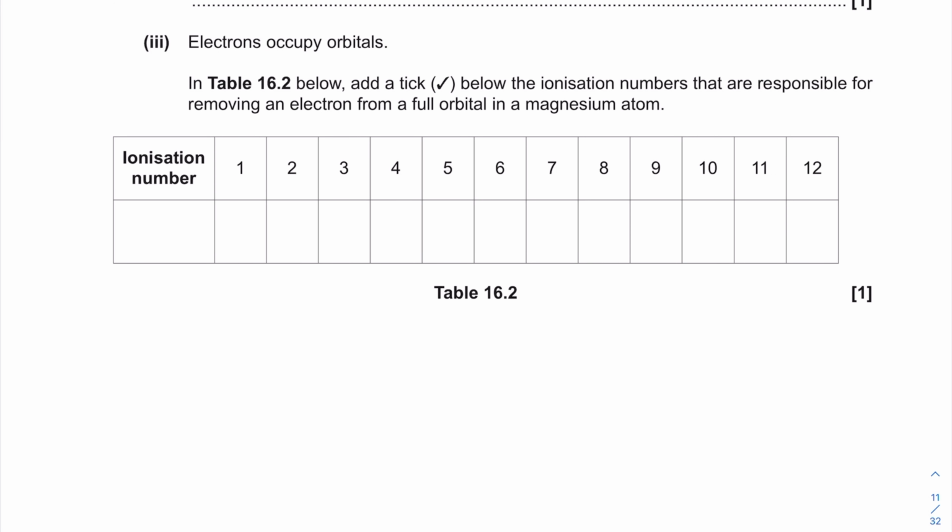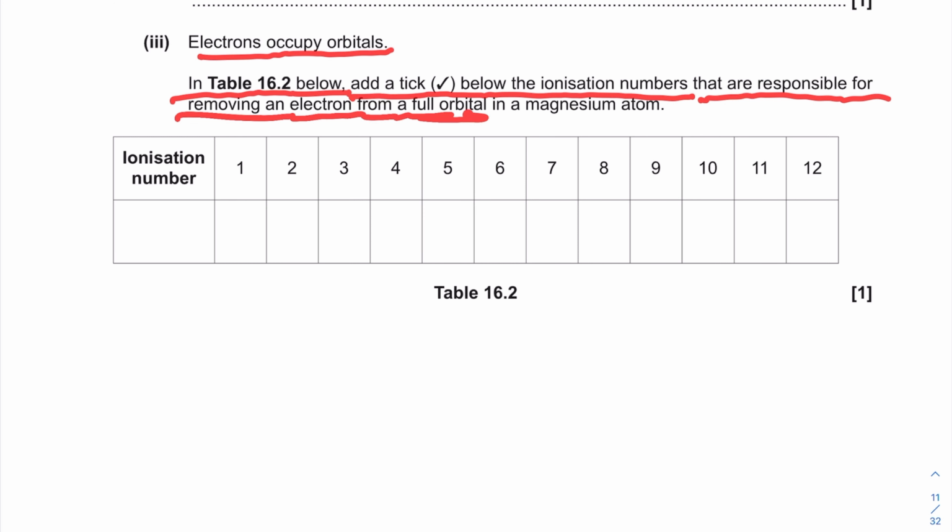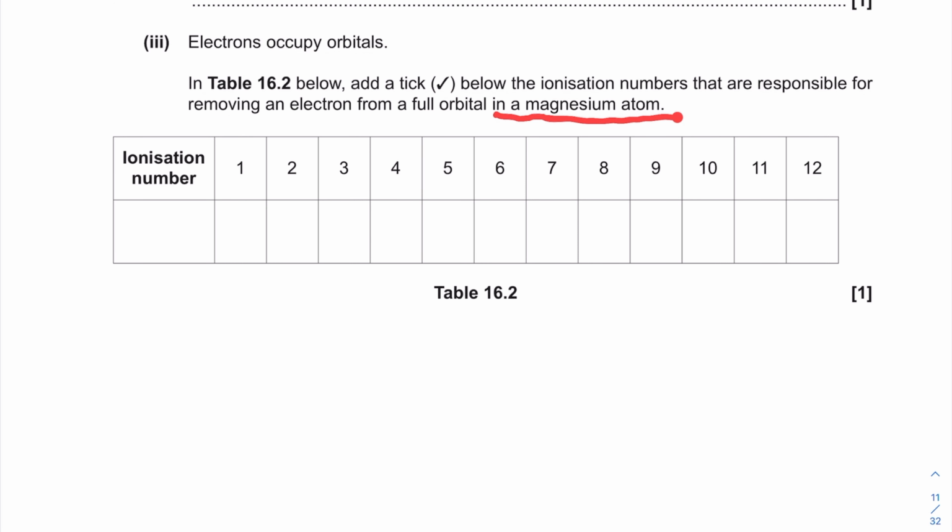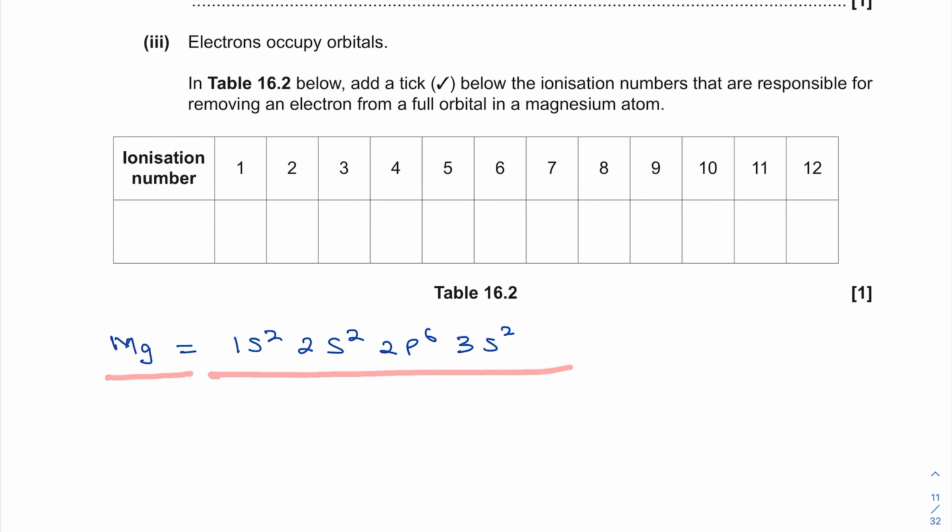Question 16b3. Electrons occupy orbitals. In table 16.2 below, add a tick below the ionization numbers that are responsible for removing an electron from a full orbital in a magnesium atom. So the key word here is the full orbital. The first thing to do is to write down the electron configuration of magnesium, which is 1s2, 2s2, 2p6, 3s2, and that adds up to 12.